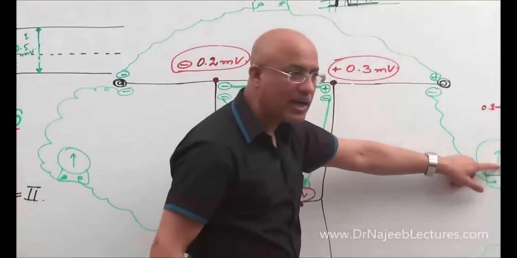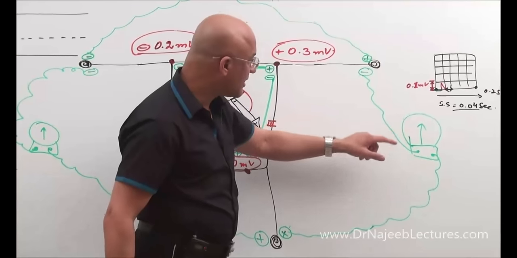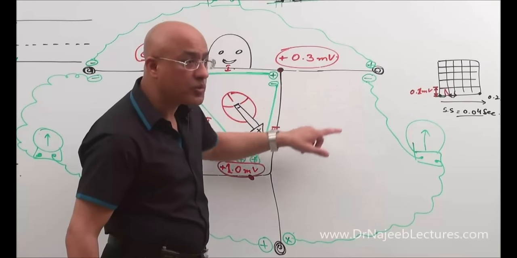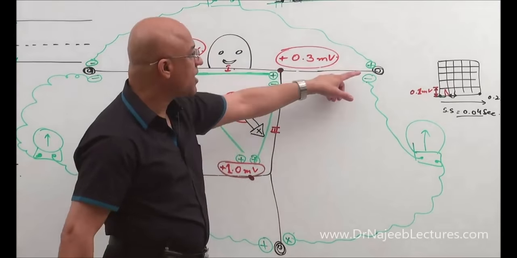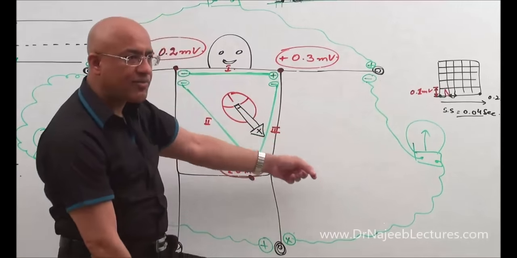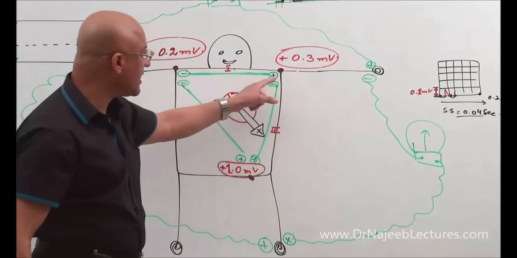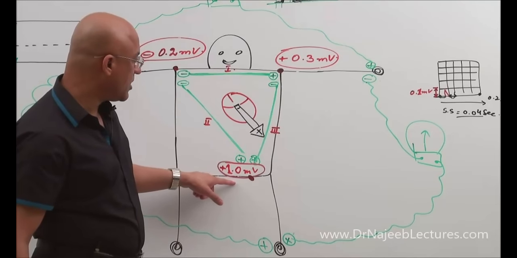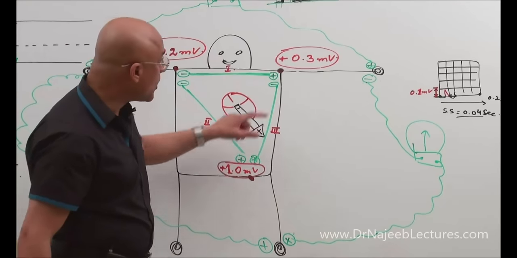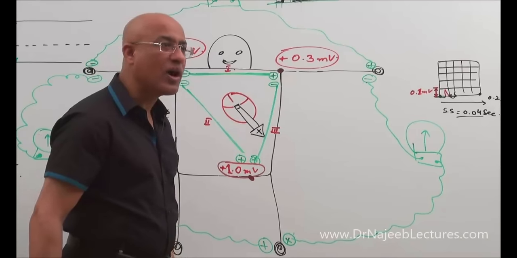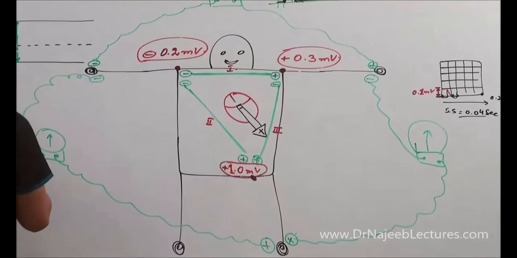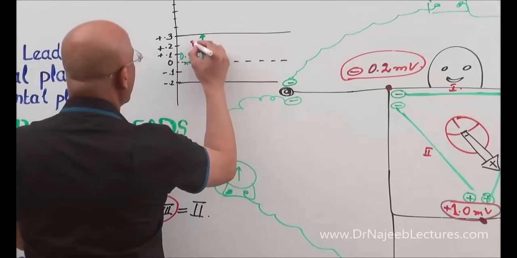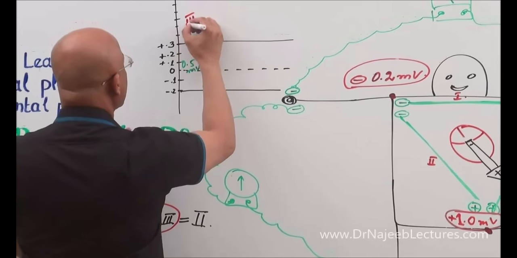Because it has to record the difference. This circuit of lead number 3 has to record the potential difference between the left wrist and the left ankle. And potential here is plus 0.3, here it is plus 1.0. So what is the difference? 0.7 millivolt, very good. So here the lead number, which one? Three. Here was the lead number 1. Here I put the lead number 3.